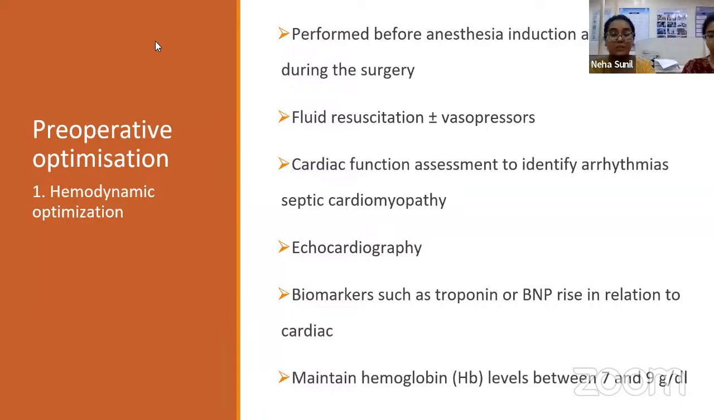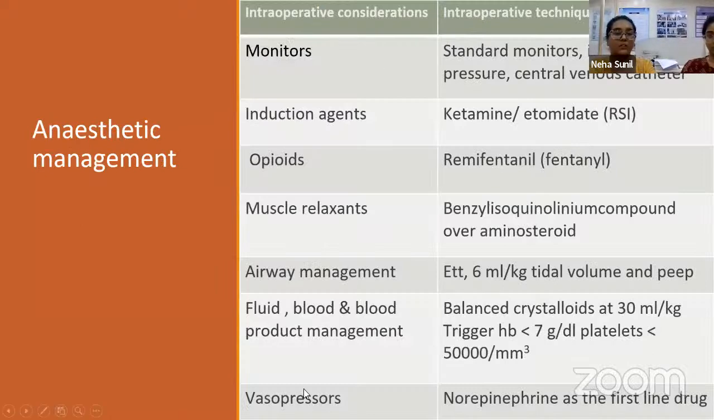If we are taking the patient up for surgery, we have to maintain the hemoglobin levels between 7 to 9 grams per deciliter. Now, coming to the intraoperative management, the monitors used for this patient are of importance. The standard monitors that we use are ECG, non-invasive blood pressure, SpO2, ETCO2, then invasive blood pressure monitoring and central venous catheters. However, these days pulmonary artery catheterization and central venous pressure are not used anymore. We look for more non-invasive means of monitoring the patient. Arterial lines can also be placed.